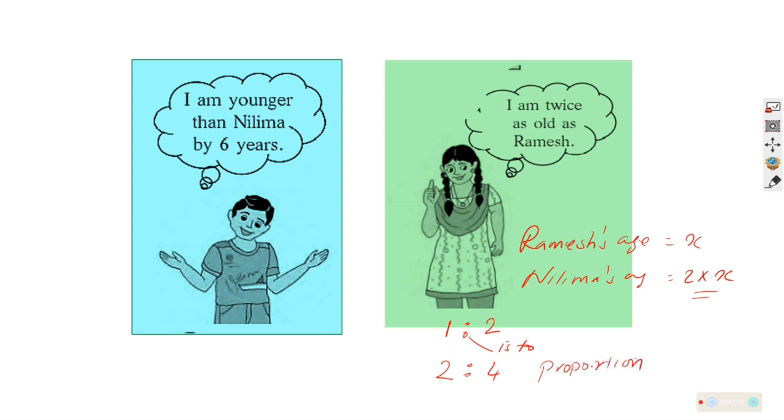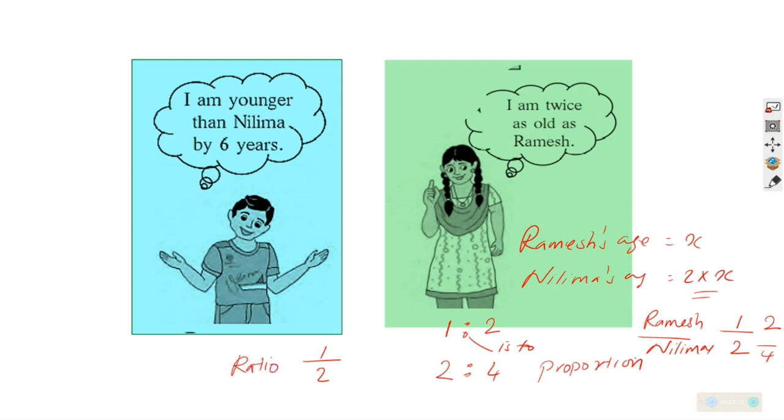Okay, the same proportion can be expressed if we are representing Ramesh's age and Nilima's age in the form of a fraction, like 1, then it is 2. If it is 2, it is 4. This way of representing in fraction format, 1 upon other, we call that representation a ratio form.